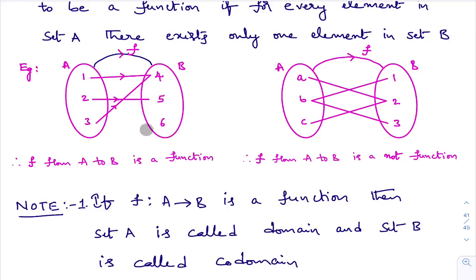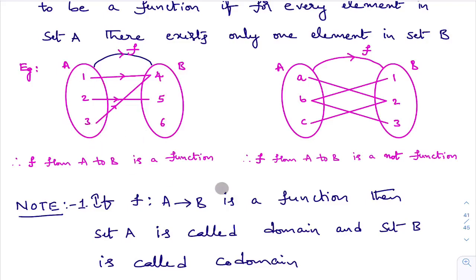So, if f from A to B is a function, then set A is called domain, set B is called codomain. What is range? Set of all images of set A. What are the images of set A? Image of 1 is 4, image of 2 is 5, image of 3 is 4. Range of this function is set {4, 5}. We don't include 6 because 6 is not the image of any element in set A.